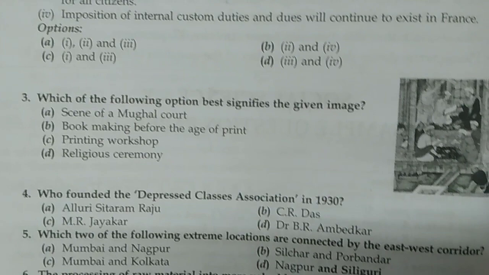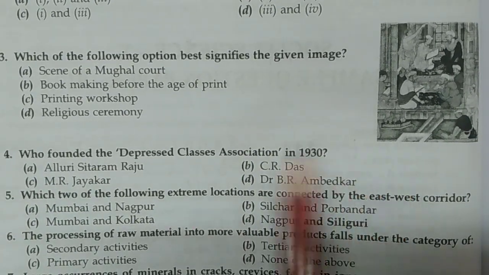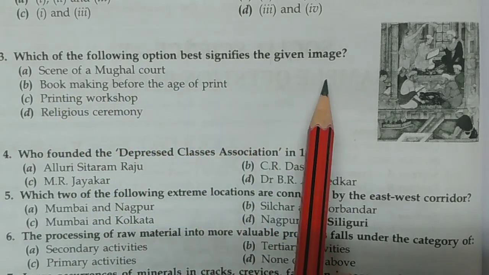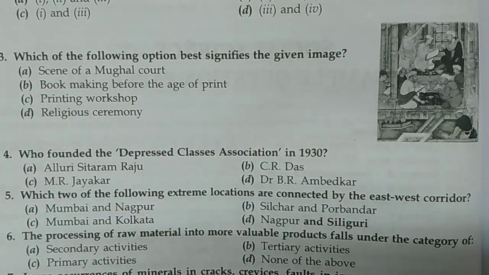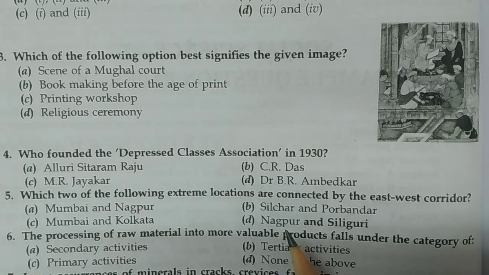Now let's start with question number 3. See, there is a picture given and it's based on this. Which of the following options best signifies the given image? So image questions are also coming. You need to be more aware and confident with all these questions. You have 4 options and you can choose your correct answer from here. I'm not going through all the options because it will take too much time. So you can find out the correct answer and we can fulfill it properly.